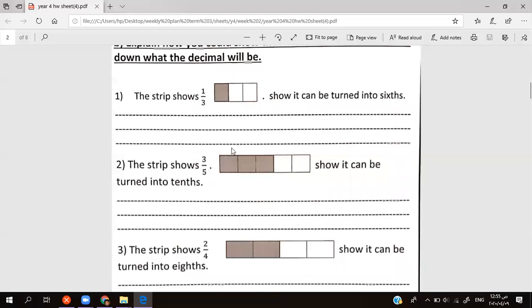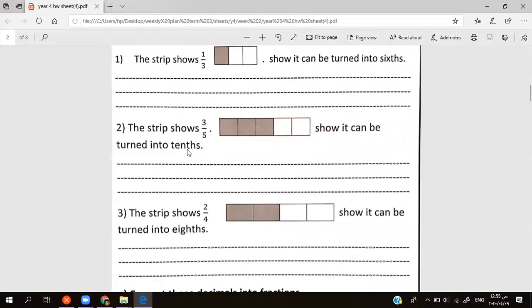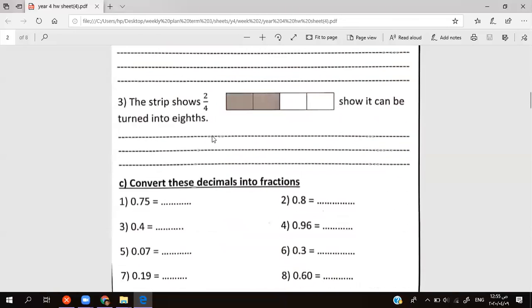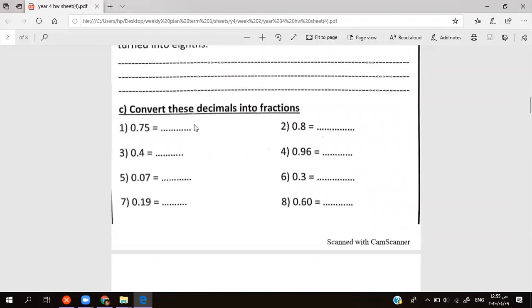Here is like the one we answered. He is saying it is 1/3, so it can be turned into sixths. Sixths means something over 6. So I will write 1/3 equals something over 6. Okay, and we used the equivalent fractions. How did the 3 become a 6? By multiplying by 2. If I multiplied down by 2, I will multiply also up by 2. And here the 5 into tenths, so something over 10. And here the 4 into 8, so something over 8.